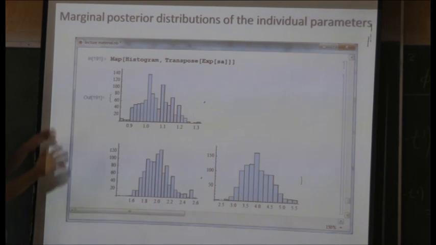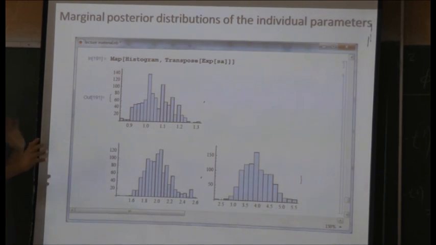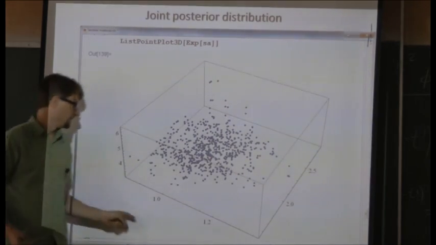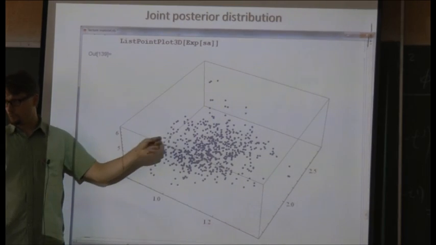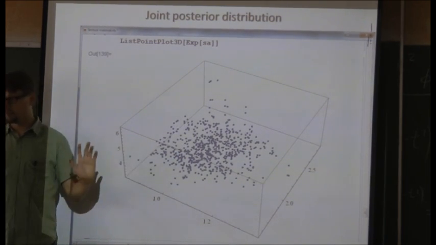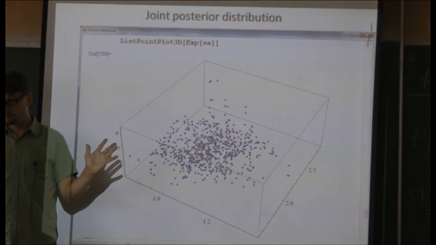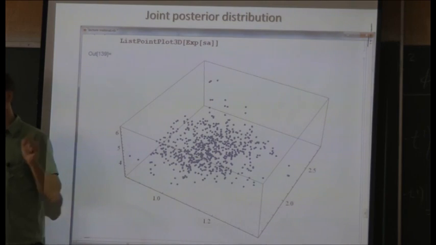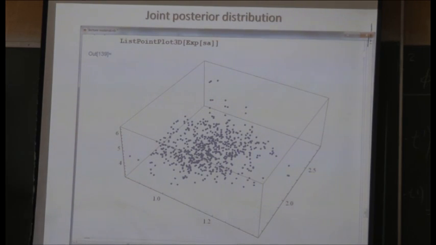But I'm just saying that this is not the full story, because these are independent of the different parameters. The full story is given by this plot, which shows the parameter combinations. Parameter 1, parameter 2, parameter 3. They all have a value, so you are somewhere in this three-dimensional space. This is called the joint posterior distribution. But then you can marginalize that.